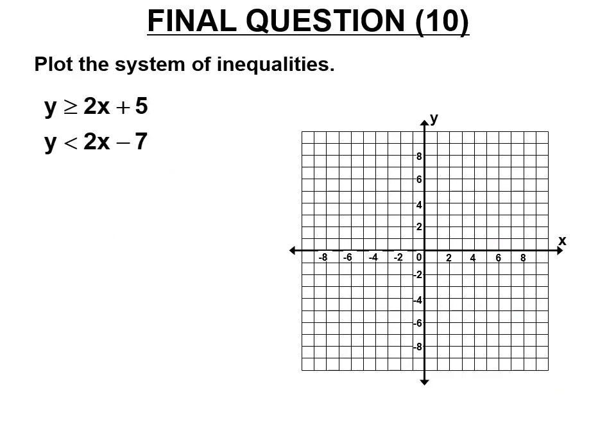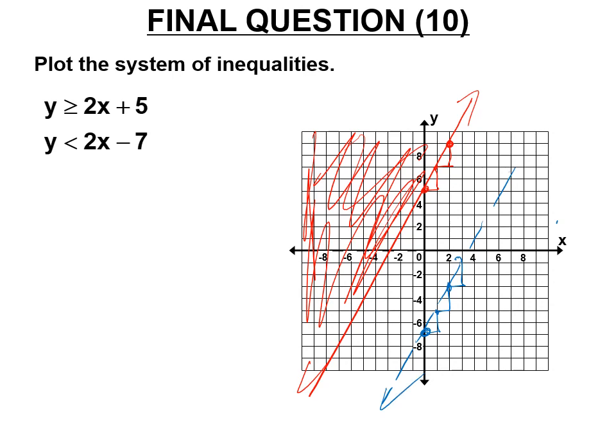All right, let's graph this one. Notice these have the same slope. So let's see what happens here. The top one is at (0, 5), slope of 2, and you're shading above. Right, you're shading over here. Bottom one, (0, -7), also slope of 2. It's dashed, but you're shading below.